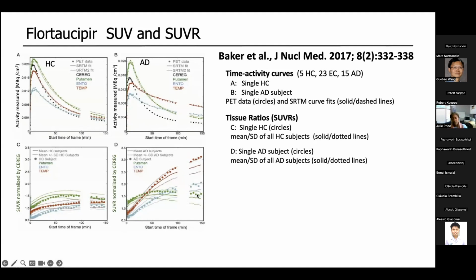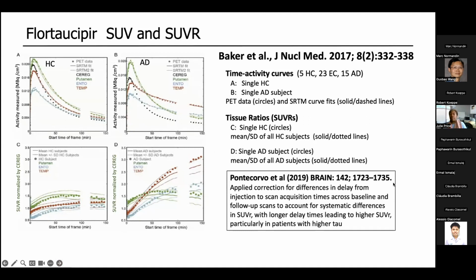Again, the putamen and the off-target binding is shown here, but this is a little more of a challenging situation because often the subjects have to take a break. The folks at Lilly suggested that there be a correction applied for differences in delay from the injection to the scan time. As I mentioned, it's really important to put them in the scanner at the appropriate time, but sometimes in clinical studies that's not possible, so they offered an equation to correct.